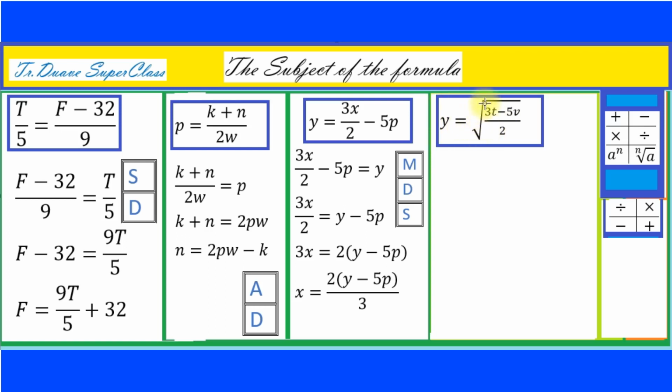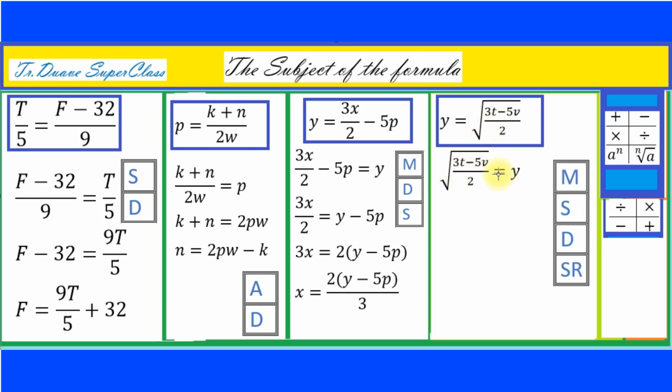Y equals the square root of (3t minus 5v) over 2. Okay, so we switch the positions, then we take this square root. When the square root goes to the other side, it becomes a square. It becomes a power. So (3t minus 5v) over 2 equals y squared. And now this 2 here is dividing, so it's going to multiply. So 3t minus 5v equals 2y squared. And this is subtracting, so it's going to add.